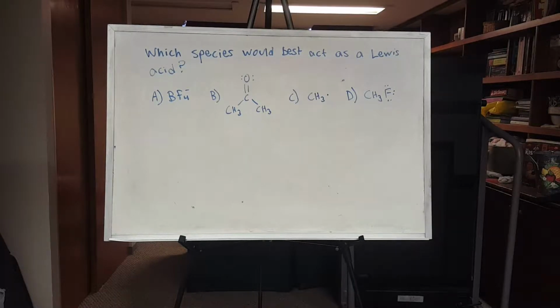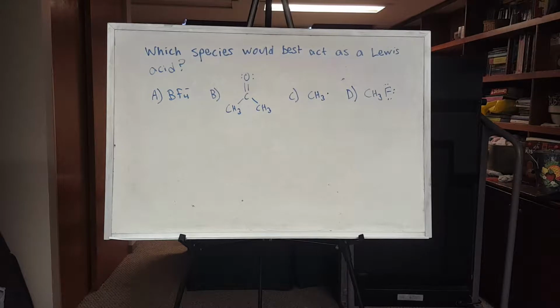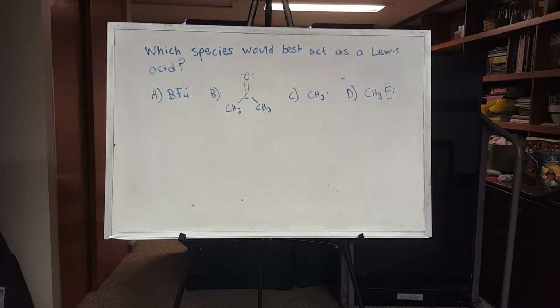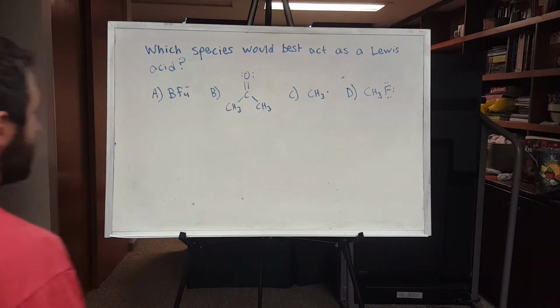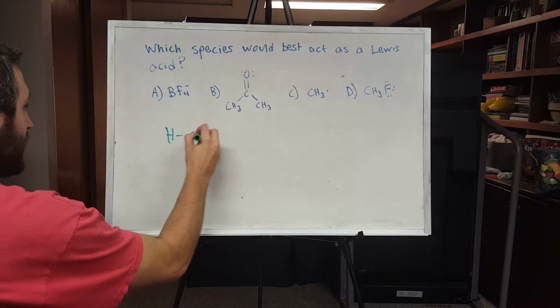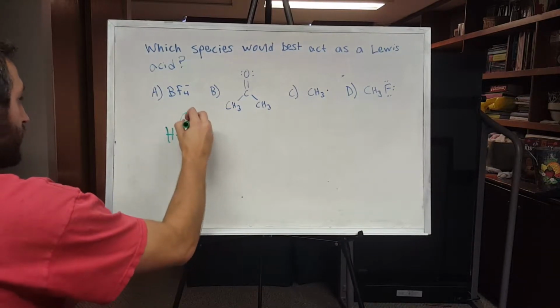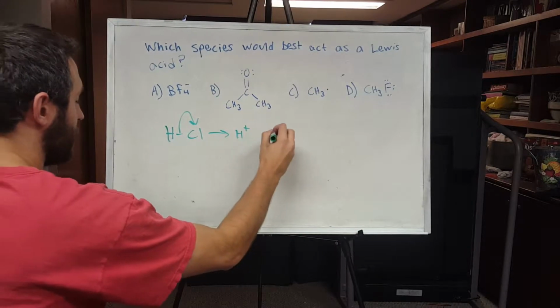Which species would best act as a Lewis acid? So, we need to remember the definition of Lewis acid. Okay, Lewis acid. So, what is an acid? Right, like HCl is an acid. Why? Because it donates a proton. So it goes to H plus, Cl minus.